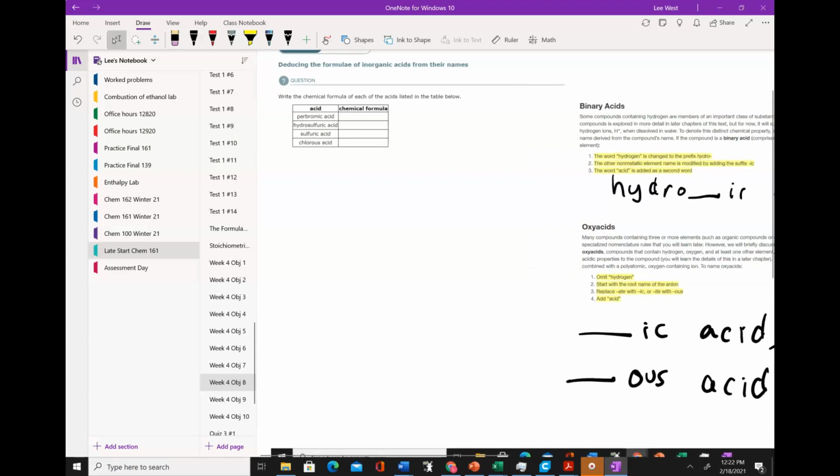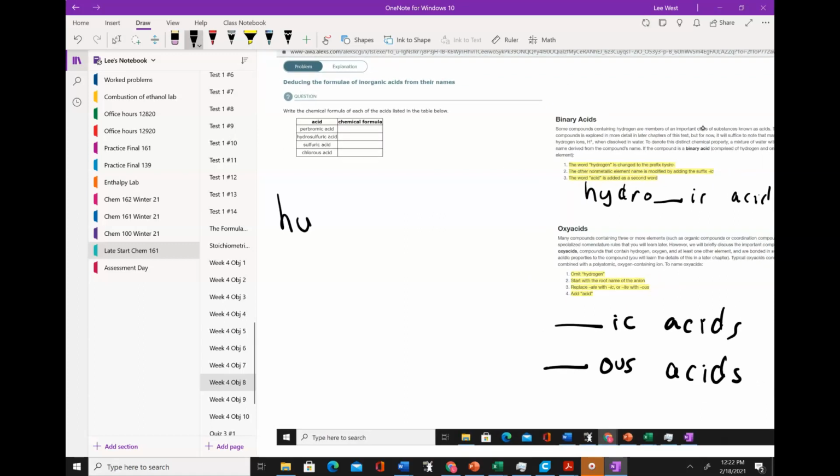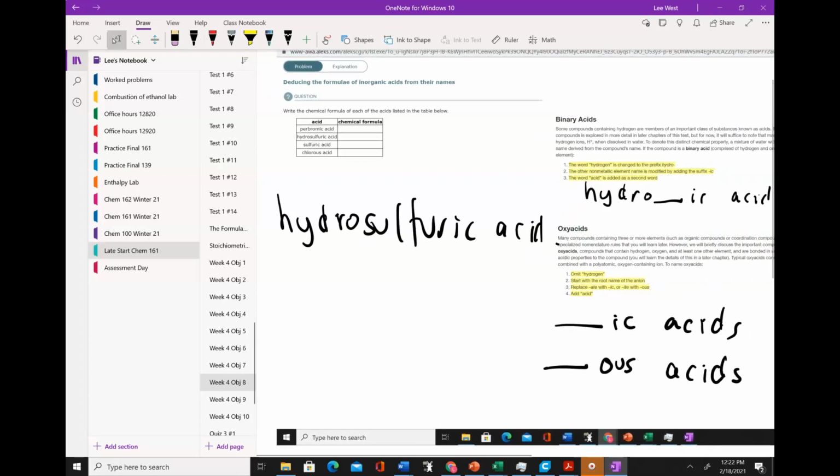So when I look at this, do I see anything beginning with hydro? And I do. It says hydrosulfuric acid. So I immediately know that this is a binary acid, and a binary acid is composed of hydrogen and one other element. So it's going to be hydrogen with a certain number of them, and then, well, it's got to be sulfur, isn't it?